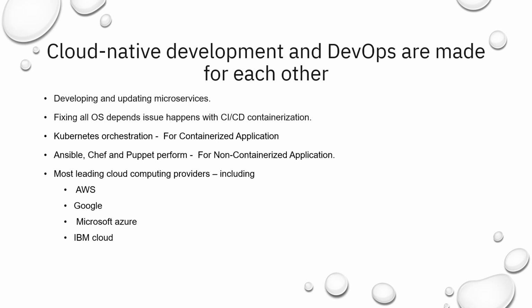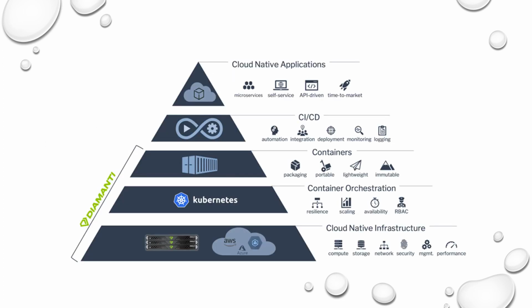Fixing all OS dependent issues happens with CI/CD containerization. Kubernetes orchestration for containerized applications. Ansible, Chef, and Puppet for non-containerized applications. Most leading cloud computing providers are AWS, Google, Microsoft Azure, and IBM Cloud. This is a hierarchical pyramid display where cloud native application follows CI/CD, containers, container orchestration, and finally is deployed into cloud.